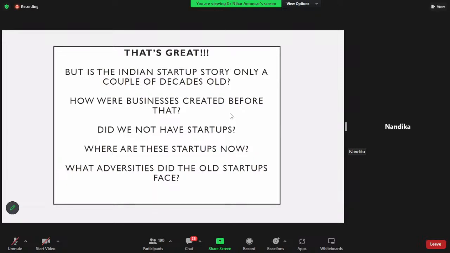And now it's much easier because there's so much awareness about everything, and we have incubators to whom we can reach out, and from there we can get mentors and everything. So businesses and startups existed, and they have revolutionized now. So that's it.